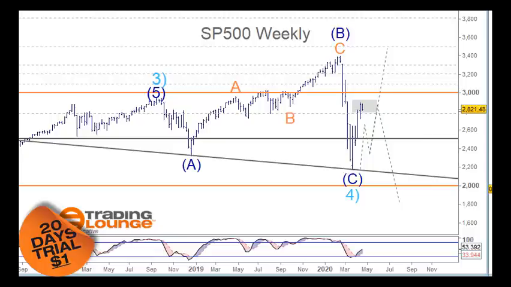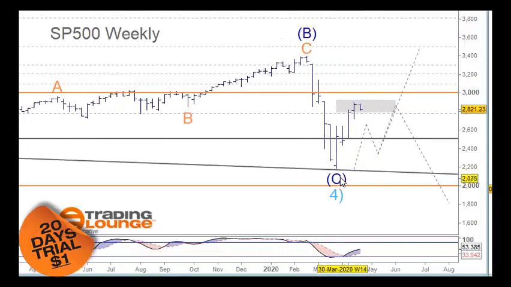Starting with the weekly on the S&P here. Our primary count has been wave 3 here with an A wave here, B wave here and a C wave here, and then we're looking for a move up. We've got our move up here, but as a bullish move that will continue up here, we need to see an impulse wave, and so far we've got a corrective wave.